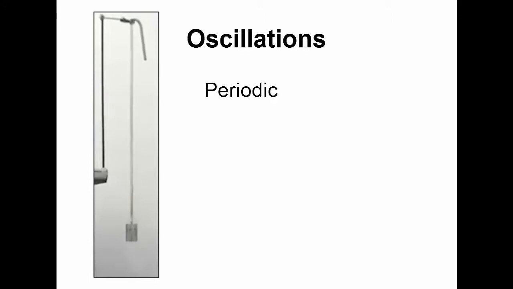Oscillations are a periodic, back-and-forth motion. A periodic motion is one that repeats itself after a regular interval of time. A back-and-forth motion is one where the system comes back to its original state, after a regular interval of time.